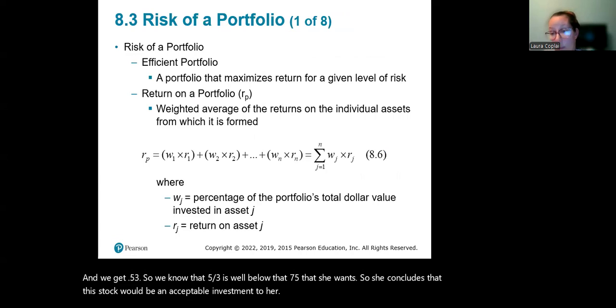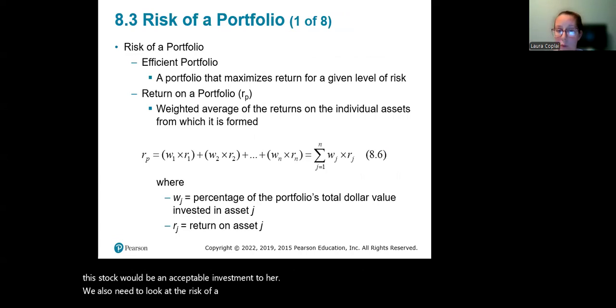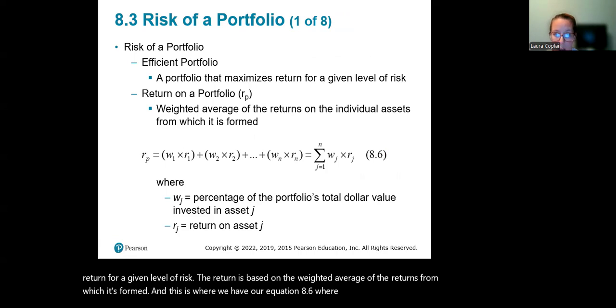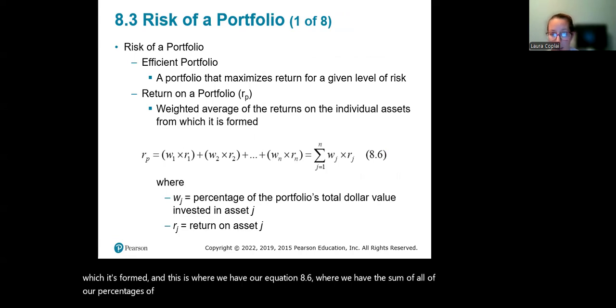We also need to look at the risk of a portfolio. So there's an efficient portfolio that maximizes return for a given level of risk. The return is based on the weighted average of the returns from which it's formed. And this is where we have our equation 8.6, where we have the sum of all of our percentages of total dollar value invested times our return.